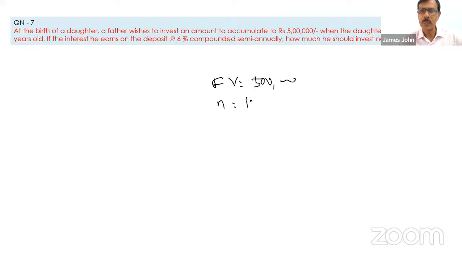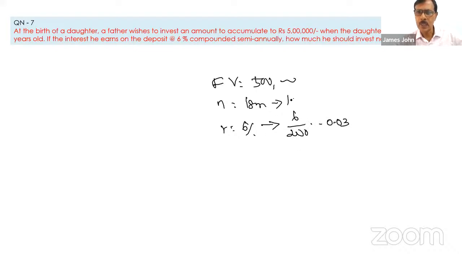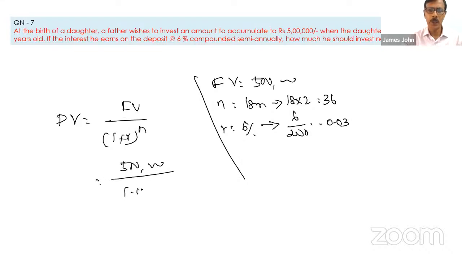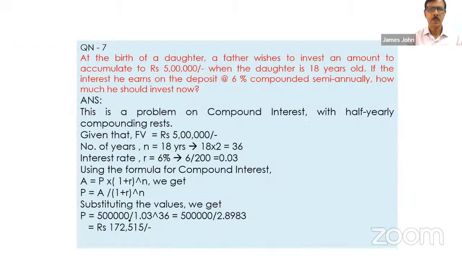And what is N? 18 years. And what is R? 6%. 6% semi-annually means 6 by 200, which is 0.03. And N means 18 into 2, which is 36. So these are the things given. What do you have to calculate? Present value. What is the formula for present value? Future value by 1 plus R raised to N. So it is 5 lakh by 1.03 raised to 36. This is the answer. Sir, I'm sorry, what is 200, sir?